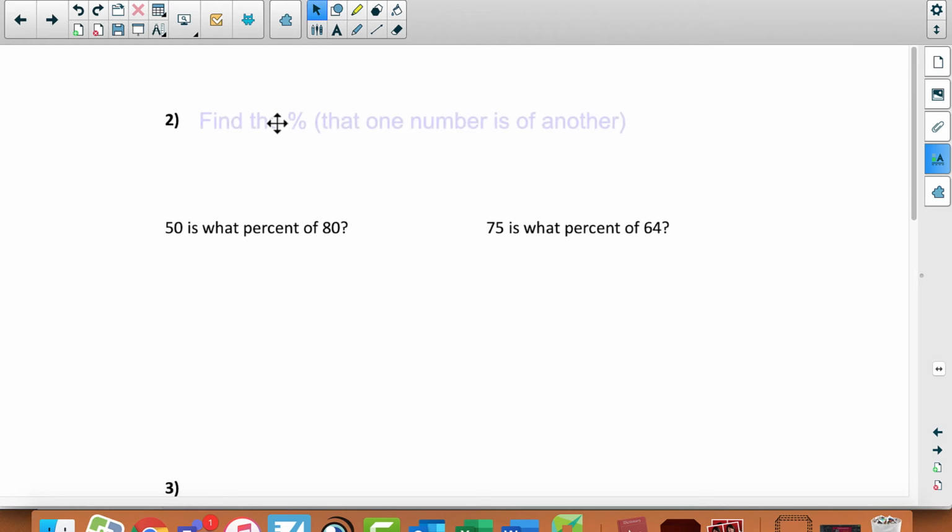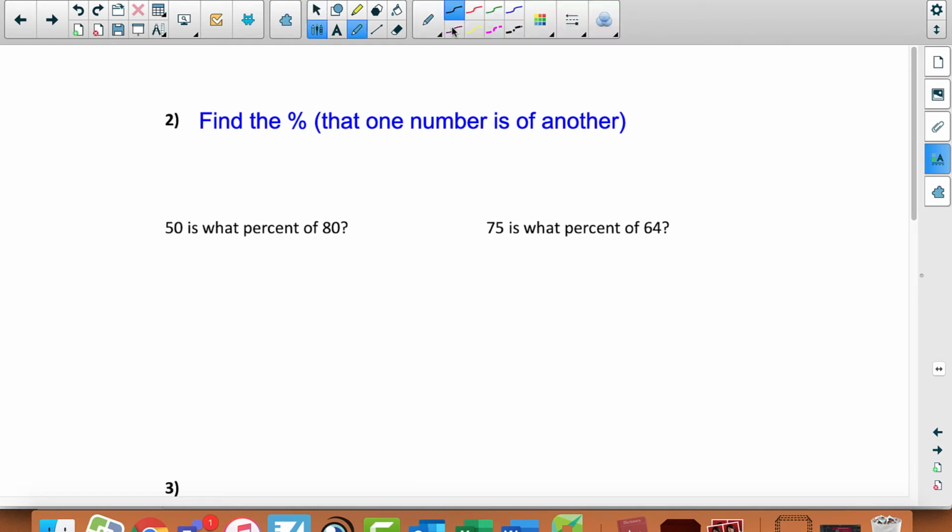Alright, the second type of percent problem is when you're actually trying to find the percent. You're trying to find what percent one number is of another number. So you're given the part, you're given the whole, you have to find the percent. Okay, I'm just going to quickly write down our formula again. Percent over 100 equals part over whole. That way I can use it on this page as well. So let's go for it.